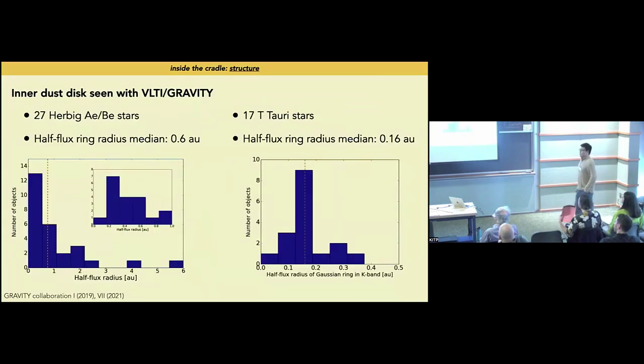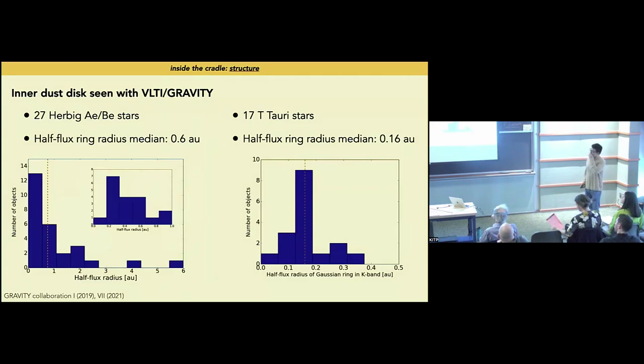Okay, so for the next few slides, what I'm going to talk about is results from VLTI GRAVITY observations of Herbig stars and T Tauri stars. So there has been an ongoing survey where people looked at 27 Herbig Ae/Be stars and 17 T Tauri stars.